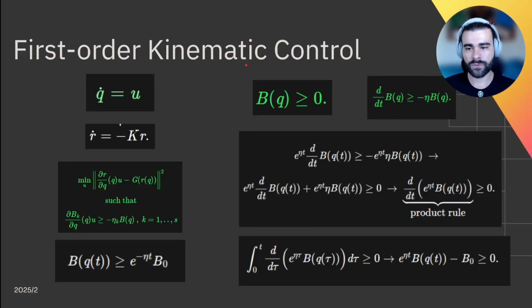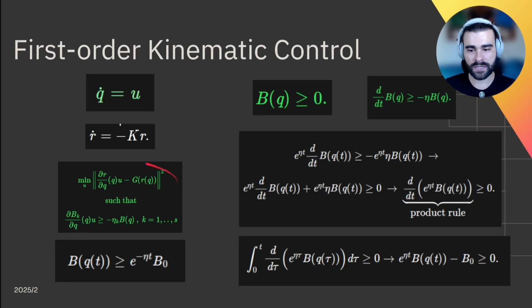For first order kinematic control, of course, the input is q dot, which is the velocity, and since we want to enforce the constraint b of q greater than or equal to 0, as we saw before, if the time derivative is always greater than or equal to minus eta b, we can prove that if b0, which is the barrier function b at time t0, is greater than 0, then b of q will always be greater than 0 as well as t goes to infinity, because this exponential decay term appears.